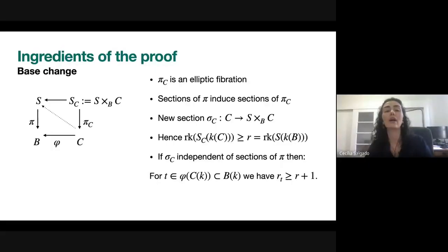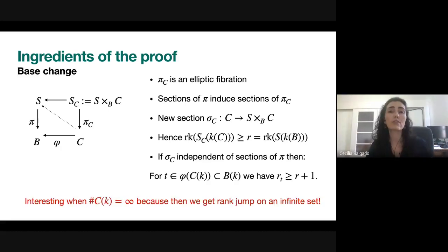So the rank of this new surface is at least R, but if sigma_C, the inclusion of C in the fiber product, is a section independent of the ones that came from pi, then for the points that lie on C and map to B, the fiber has rank at least R+1, because the surface S_C is going to have rank at least R+1, and the points on B that come from C are just copies of the fibers. So I can specialize to these points and get as many fibers of rank R+1 as C has rational points. Of course, all this only makes sense if the curve C has an infinite set of K-points, because then I would get the rank jump I wanted on an infinite set.